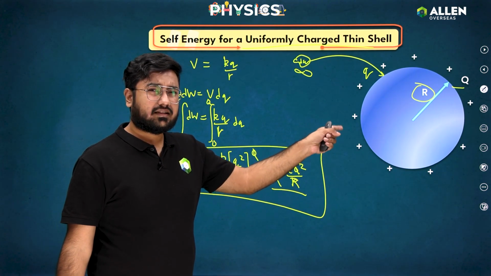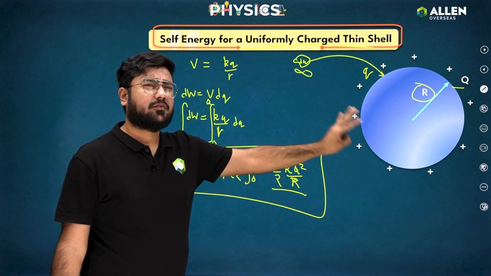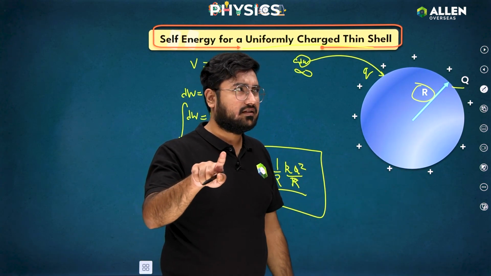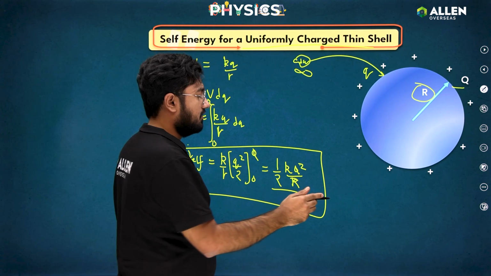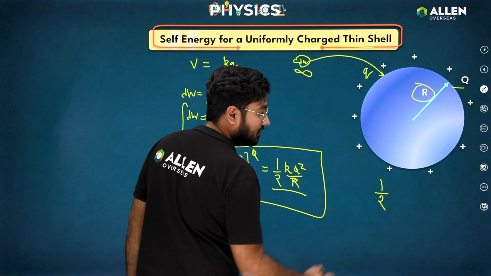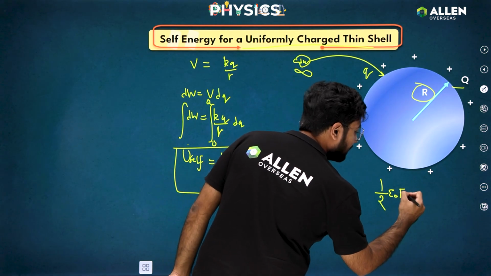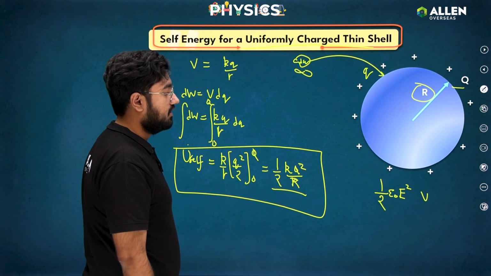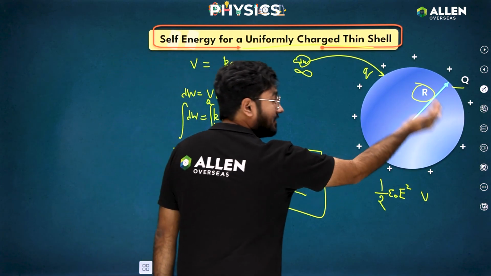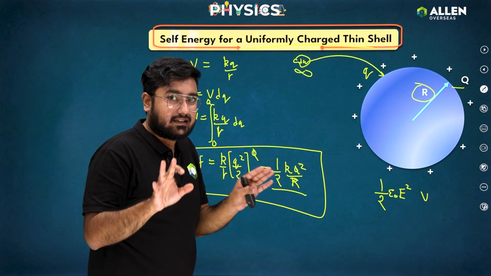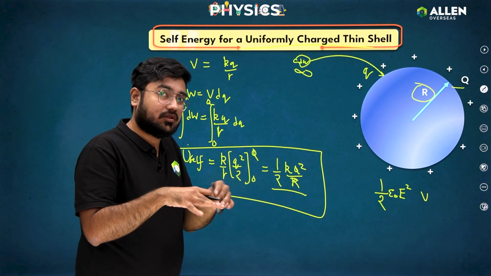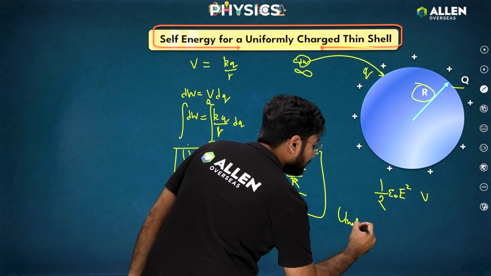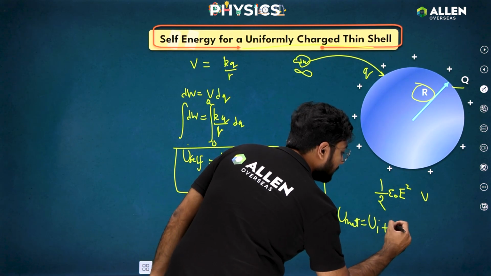Now you can realize this thing in one more form as well. So the energy is being stored in electric field, right? So what is electric field energy? That is half epsilon naught E squared into V, right? So inside there could be, I am not saying there is some energy, inside there could be some energy, and outside as well there could be some energy. So U net will be equal to U inside plus U outside.